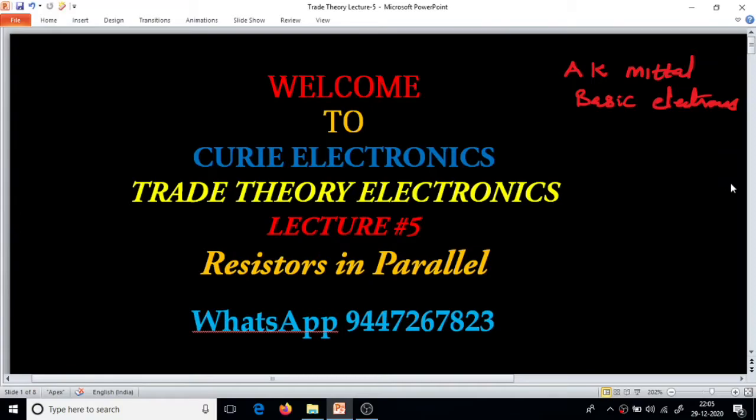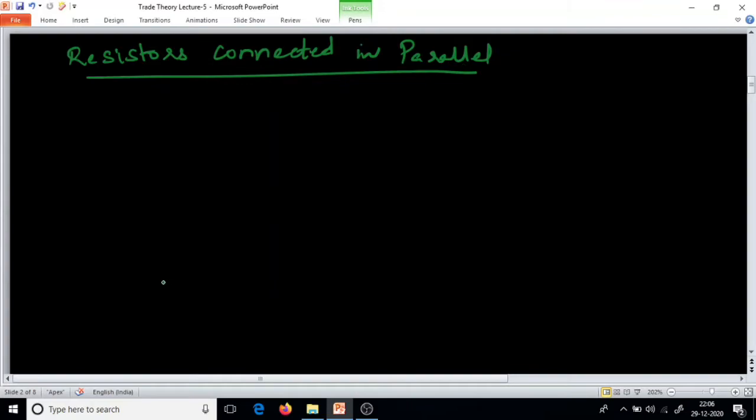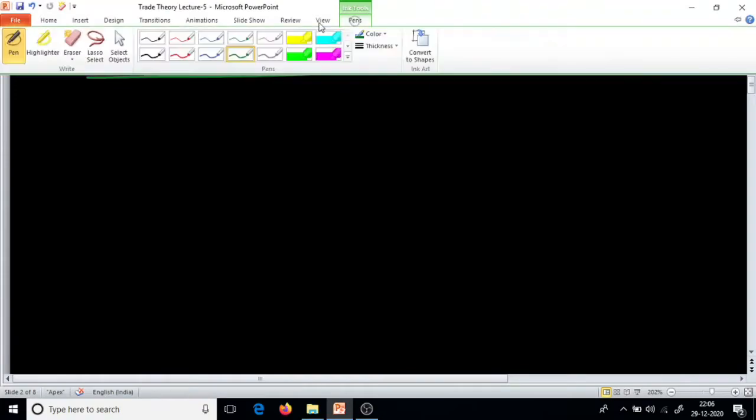Today we are going to learn about resistors connected in parallel. What do you mean by resistors connected in parallel? When the resistors are connected in parallel, how does it look?